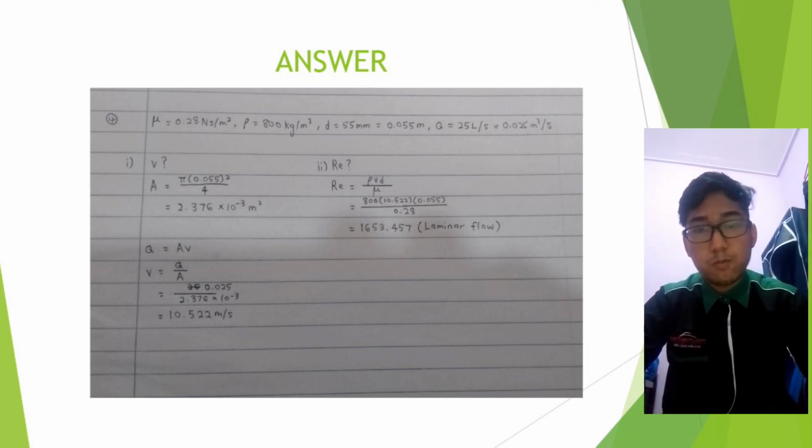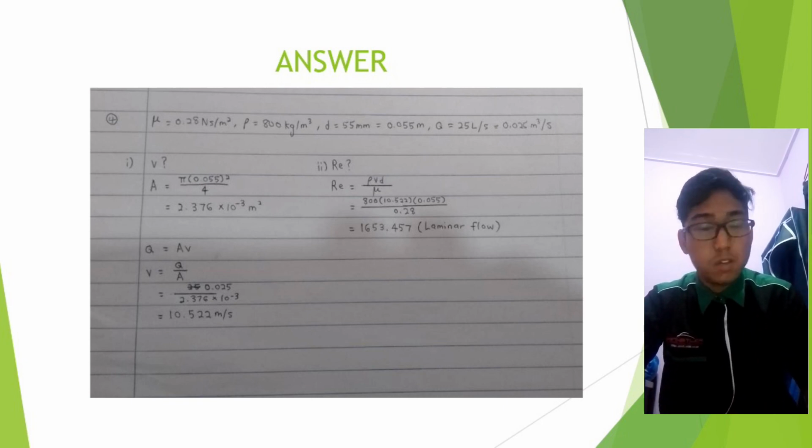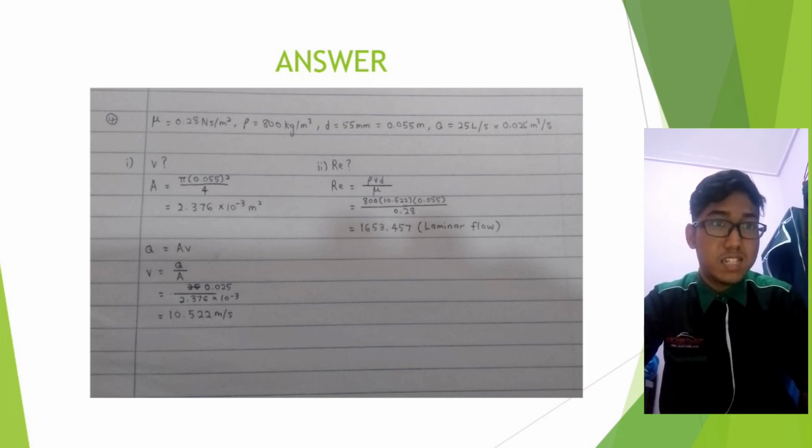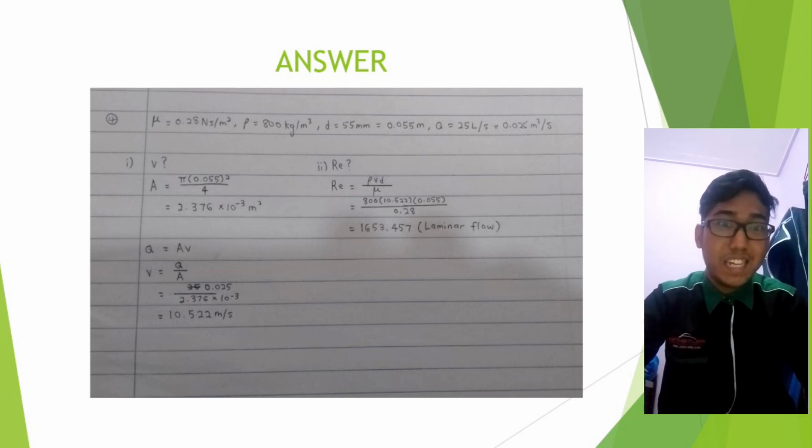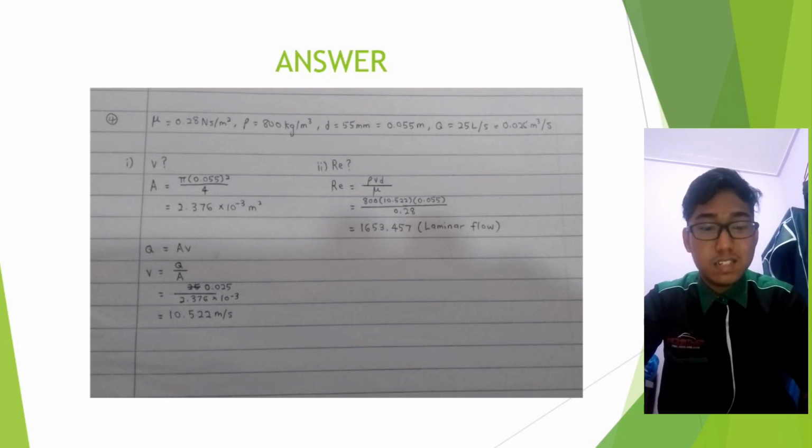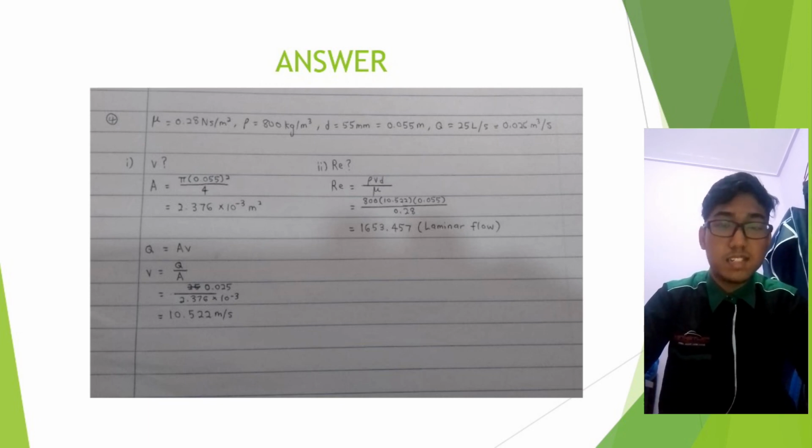As my friends said just now, we will know that 1653.457 is in the category of laminar flow. Laminar flow. So for laminar flow, it needs to be less than 2000. That's all from me. Thank you.